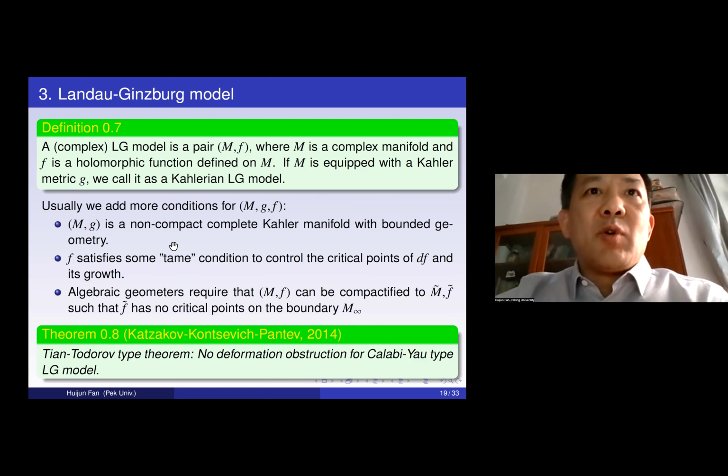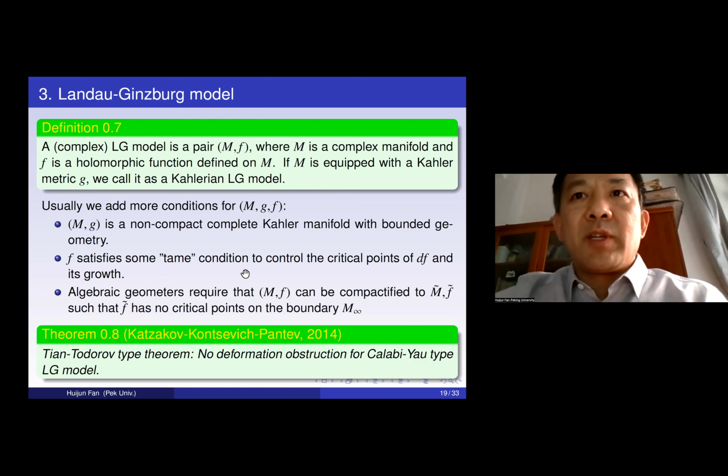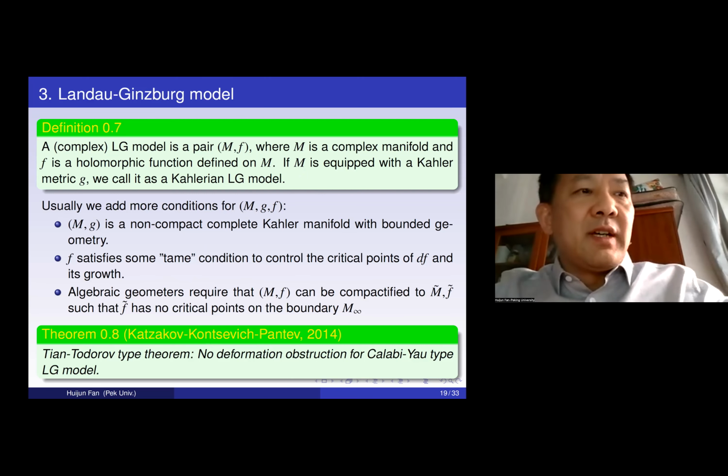So usually we add more conditions for (M, g, F). (M, g) is a non-compact complete Kähler manifold with bounded geometry. F satisfies some tame condition to control the critical points of dF and its growth.